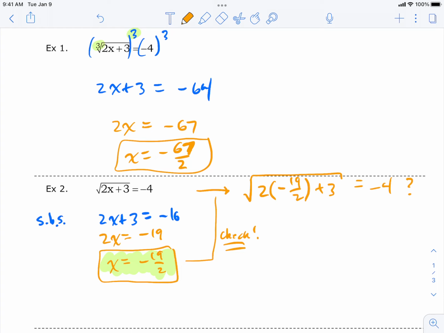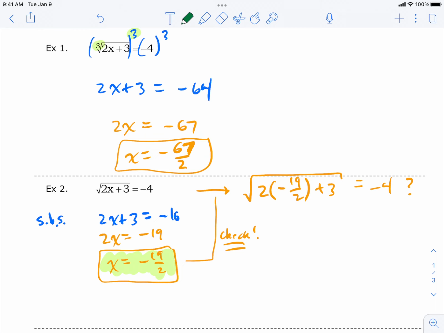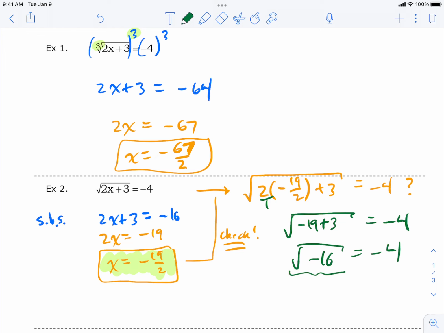Question mark. I switch colors again. Keep track of my flow here. Well, when you multiply 2 times a negative 19 over 2, the 2's basically cancel. So you got negative 19 plus a 3. And you can see we're running into trouble already here. That would be a negative 16, right? And actually, what is this? When you take radical negative 16, you get, first of all, positive, and you get 4i. That's not this. It didn't work.